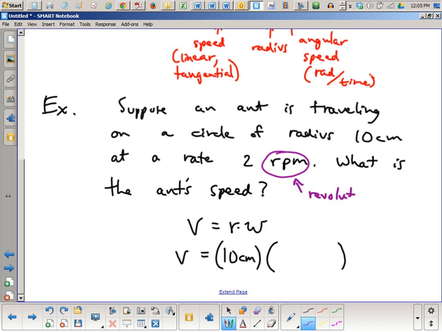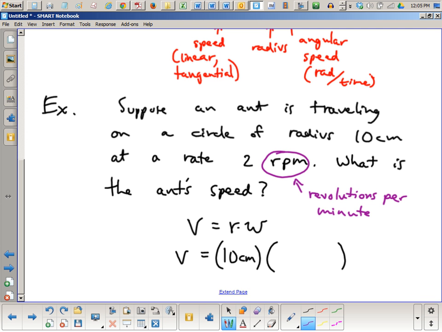Revolutions per minute. Is that the same thing as radians per minute? No. So you can't put 2 here in the formula. You can't put revolutions per minute into my formula. You can put radians per minute. Only radians are invited to the formulas. So what I have to do is figure out what 2 RPM means.